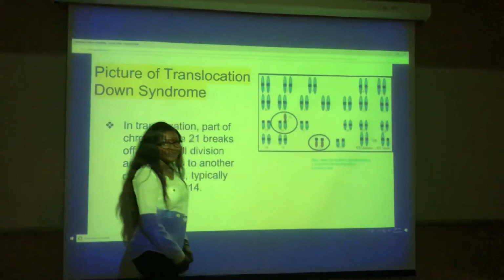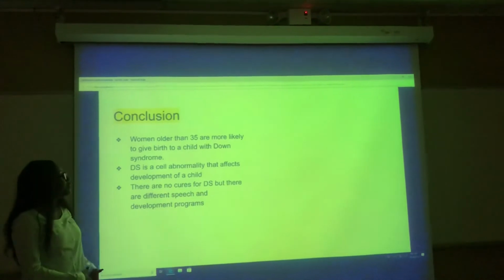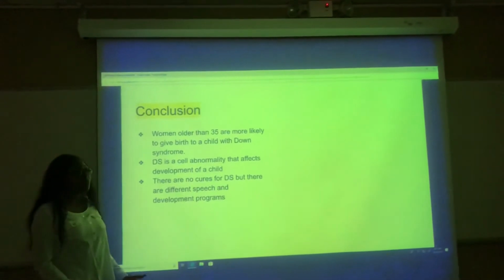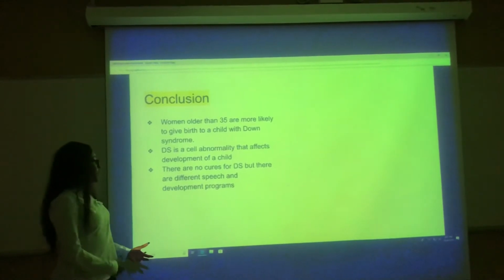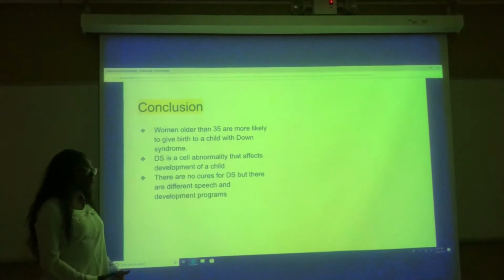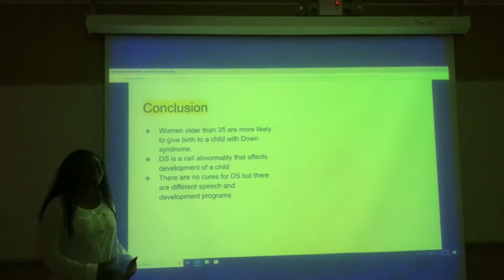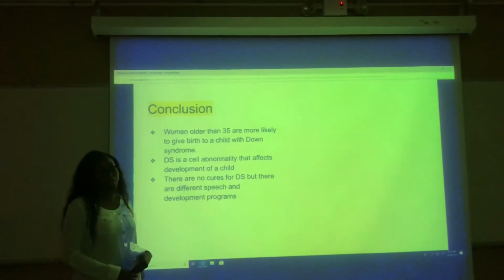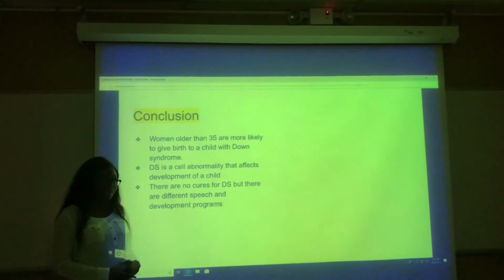To conclude this presentation, women older than 35 are more likely to give birth to children with Down syndrome, and Down syndrome is an abnormality that affects the development of a child. There are not really any cures for it, but there are therapies that a child can go through and different programs to make the child's life easier to deal with when having Down syndrome.